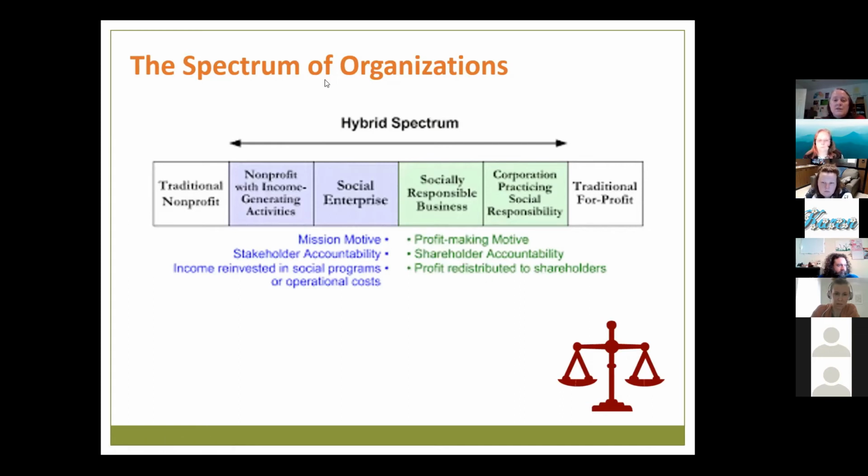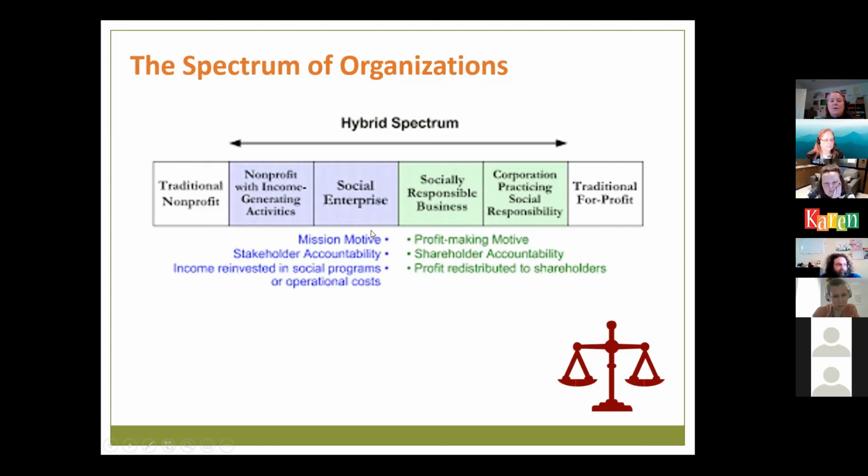So we're going to split the two down the center. We've got our nonprofits on the left and our for-profit on the right. And we're splitting them down the center because everything on the left is motivated by their mission. We're here to accomplish our mission. What's the motivation for the for-profit? Make money, right? But we have these groupings of organizations in between where those motives get blurred.